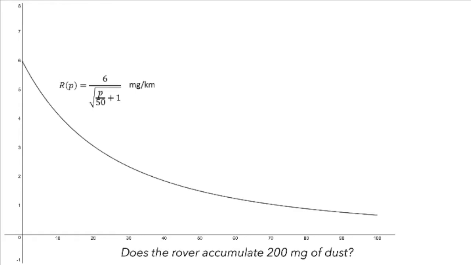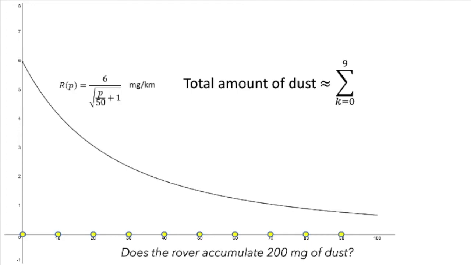To approximate the total amount of dust that accumulates, we'll use a left-hand Riemann sum. To start, we have to divide the 100 kilometers into intervals. We'll start by using intervals that are 10 kilometers long each. Since we have 10 intervals and we're using a left-hand sum, the bounds of the sum will be 0 and 9.